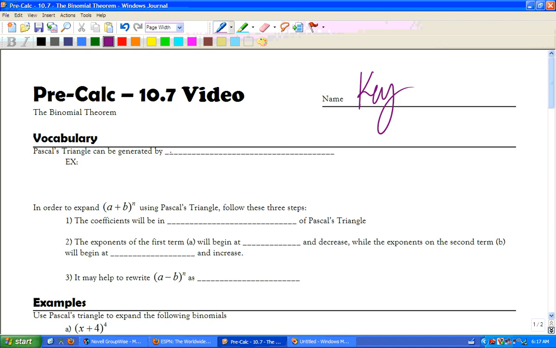Each term in Pascal's triangle is generated by adding the numbers in the previous row. Now that's a bit simplistic, but it's the basic explanation. It works like this. The first number is always 1. The next row is always 1, 1. Now what we're going to do is add 1 plus 1 to get 2.